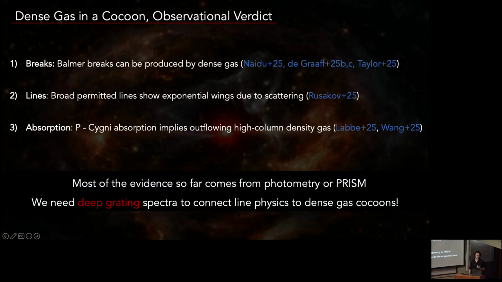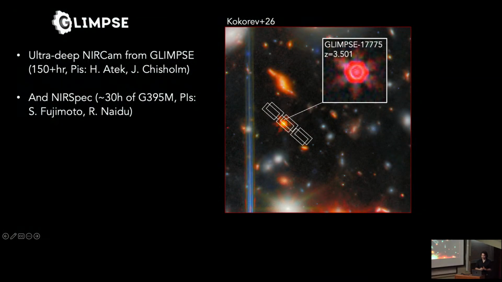So most of this evidence so far has come from photometry and prism data, right, with very limited samples that actually examine these features in great detail with grating spectra. So I think to test this idea and to see if we can connect it better to actual emission line and absorption line physics in these LRDs, we need deep spectra taken with high resolution gratings on James Webb, right? So one of the ways to get deep data for free essentially is to look at lensing fields, and this is exactly the data set that I'll be focusing on today.